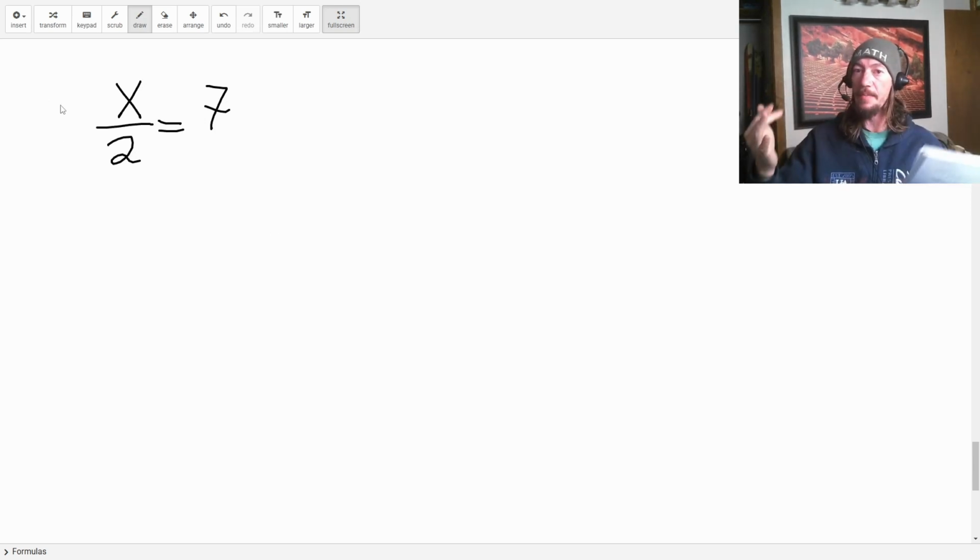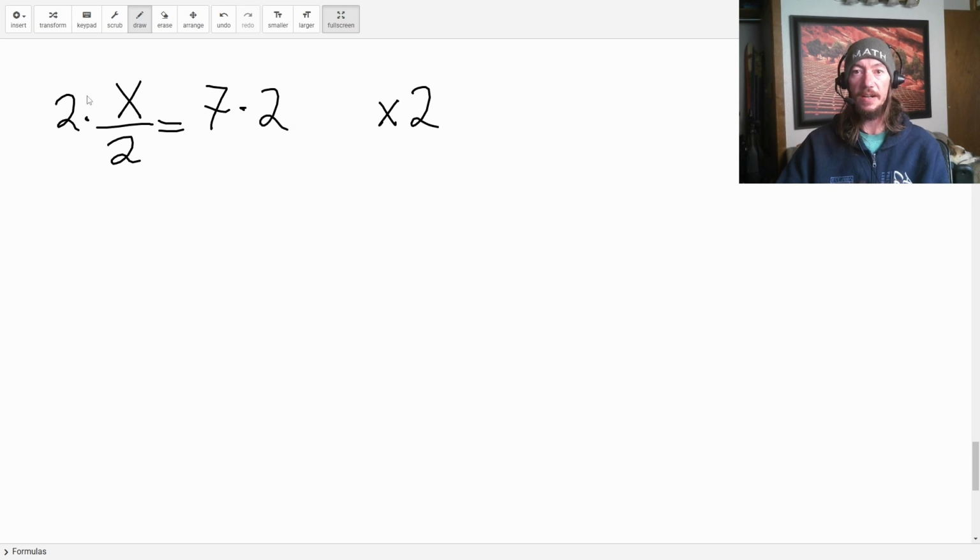And remember, we do the same operations on both sides. So if I multiply both sides by 2, times 2 here, times 2 here, you'll see I get a 2 over 2, which cancels out. So we've undone the fraction, leaving x by itself and solving. x is 14.